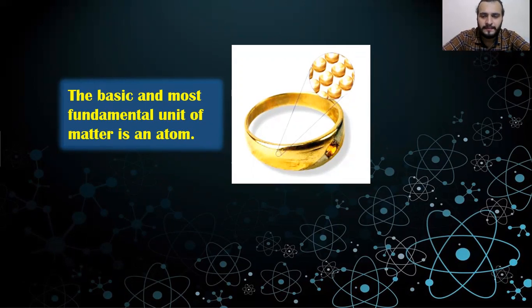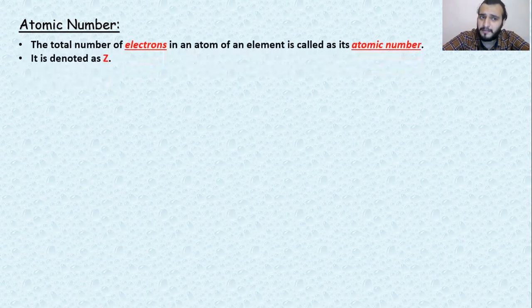Let's proceed. So as we are discussing atoms, let us get a few more details about atoms. The very first is atomic number. What is atomic number? Very simple. The total number of electrons in an atom of an element is called its atomic number.